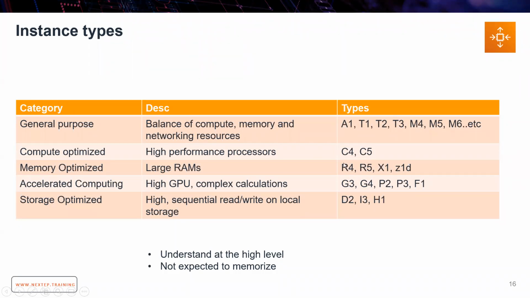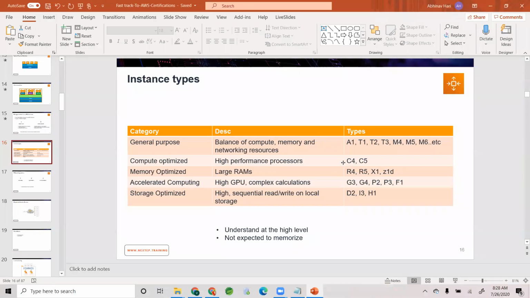AWS did not really specify it anywhere. They just picked some alphabet. It's like your alpha, beta, gamma type situation. And even the numbers don't make any sense, right? They are just random numbers: R4, C4, C5.